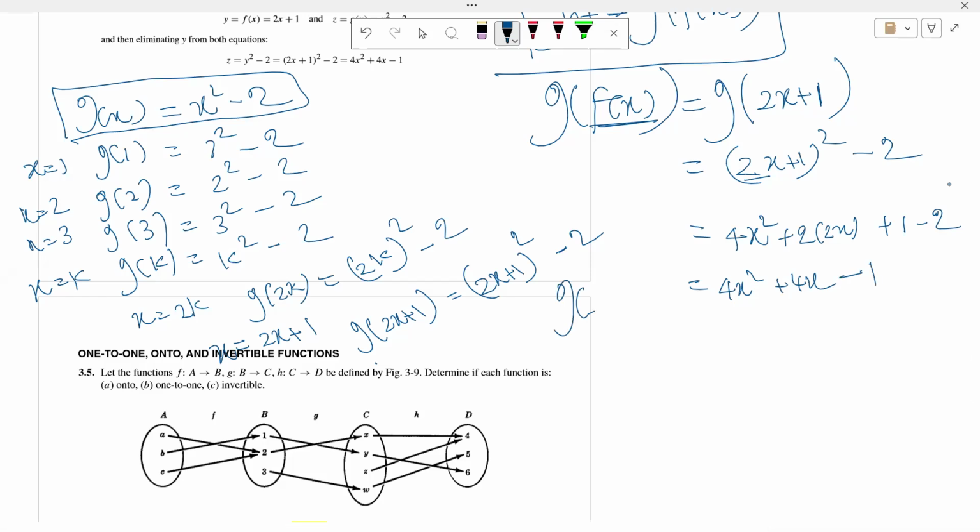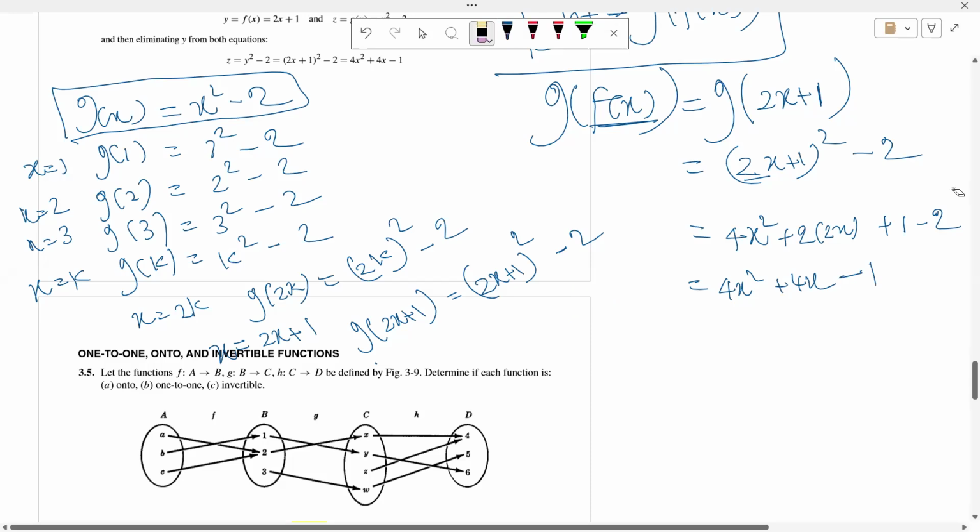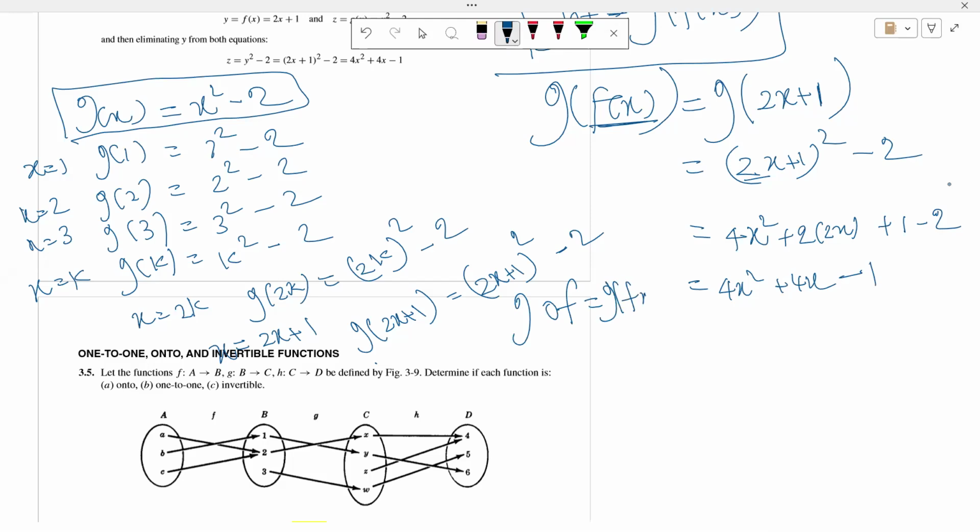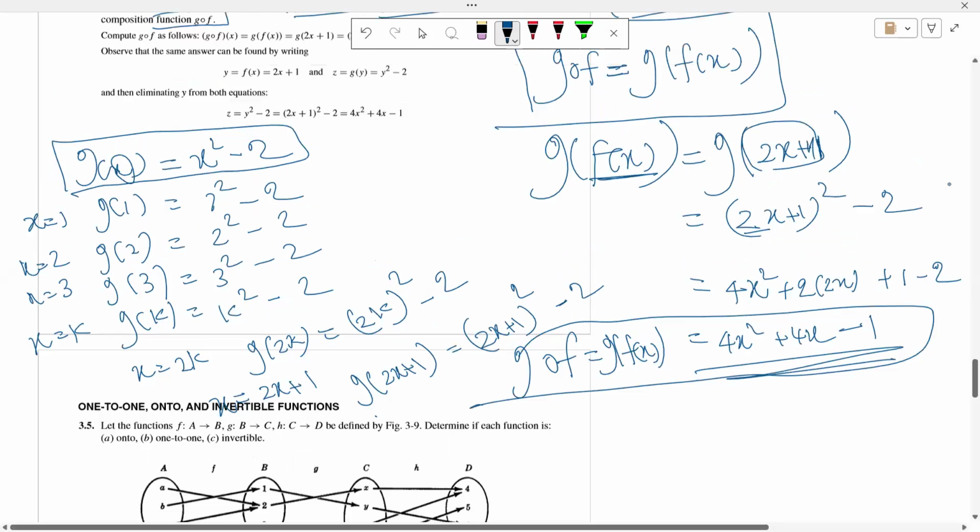So the function g of f is equal to g of f of x. It is equal to this one, right? That's nothing, just you can replace for the g of x. So g of x is equal to this one. For x, I need to replace f of x. f of x means 2x plus 1, right? If I replace this way, I am getting the function g of f of x, right?